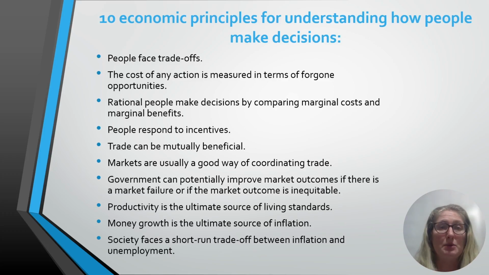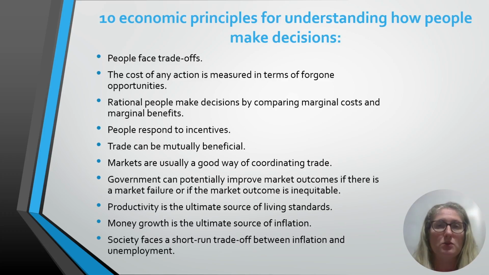There are 10 economic principles for understanding how people make decisions, and they are: people face trade-offs. The cost of any action is measured in terms of foregone opportunities. Rational people make decisions by comparing marginal costs and marginal benefits. People respond to incentives. Trade can be mutually beneficial. Markets are usually a good way of coordinating trade. Government can potentially improve market outcomes if there is a failure or if the market outcome is inequitable.